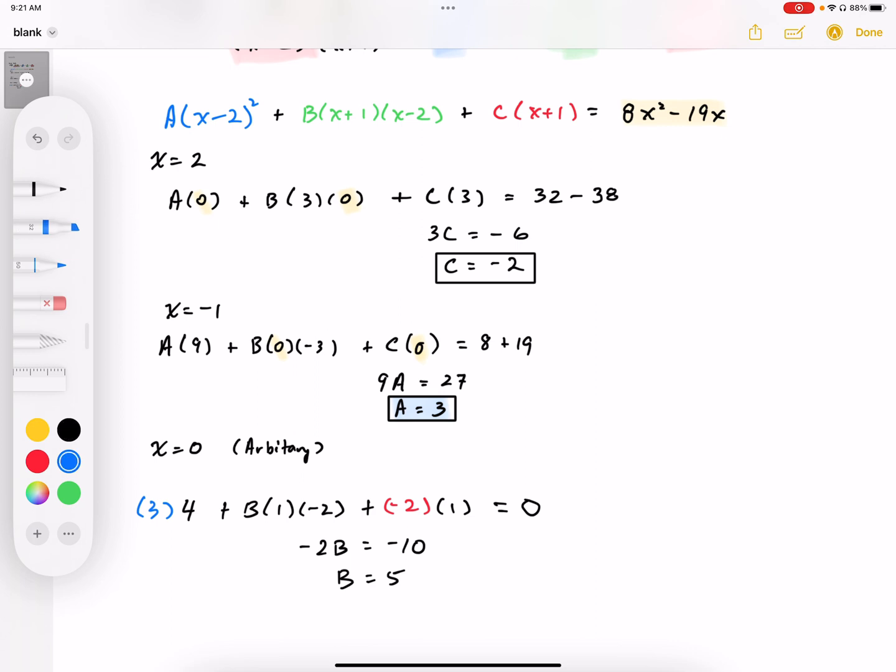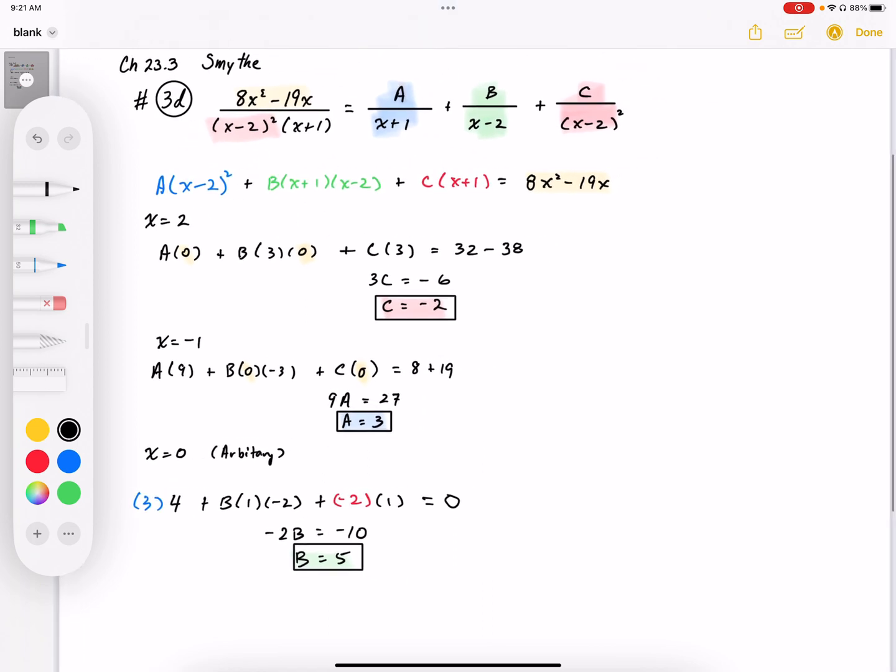Okay, so just color coding some of this stuff. The c ended up being negative 2 in there, and maybe I'll color the b equals 5 as green. So I've now solved for all 3 coefficients on that partial fraction.